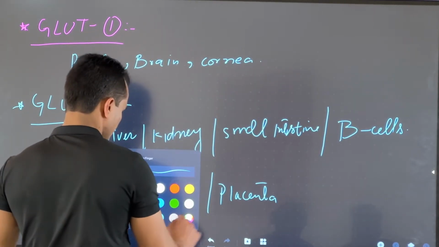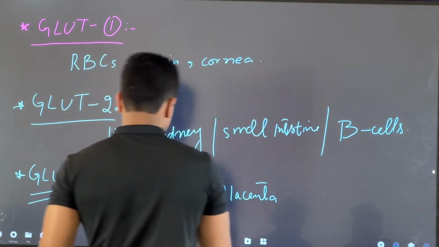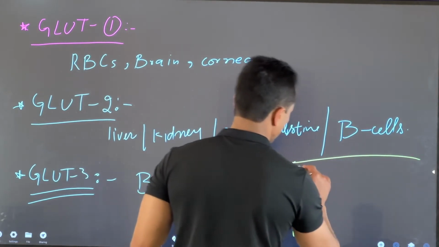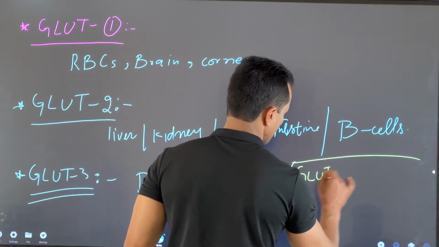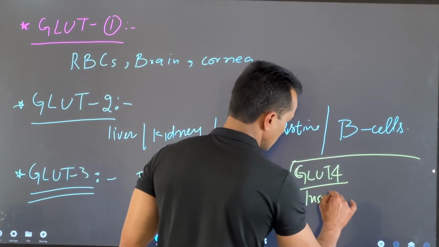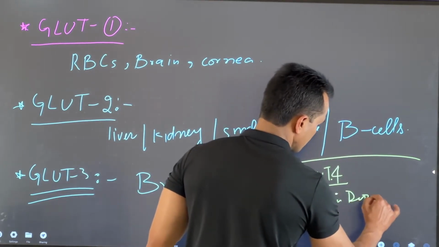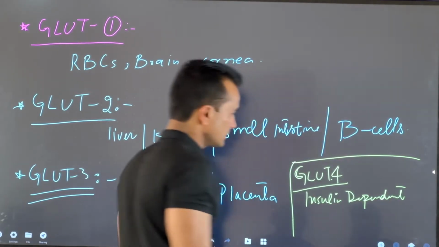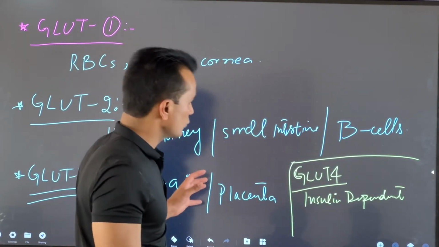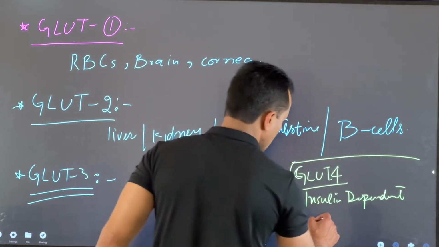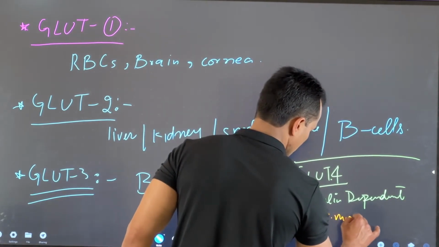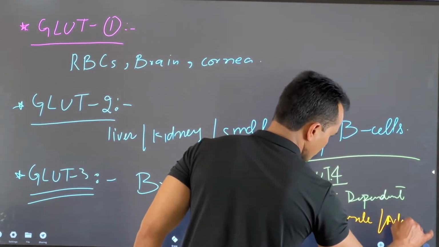Next, number 4, this one is the special one. The number 4 you have to write in a box. The glucose transporter 4 is the only transporter which is insulin dependent. Frequently asked in exams: what is the insulin dependent glucose transporter? So insulin dependent glucose transporter is glucose transporter 4, which helps in transportation of glucose into your skeletal muscles plus adipose tissues.